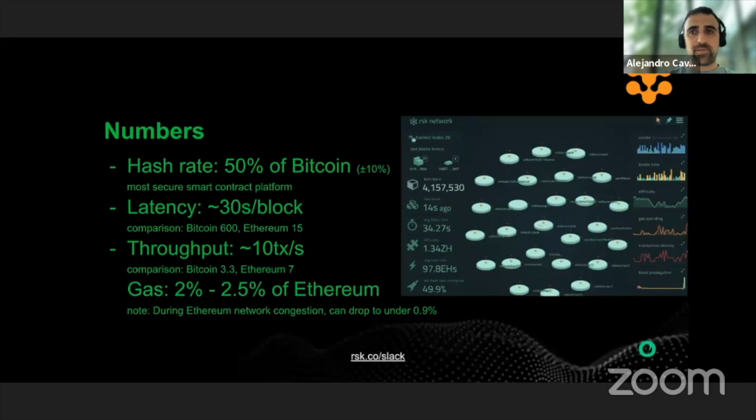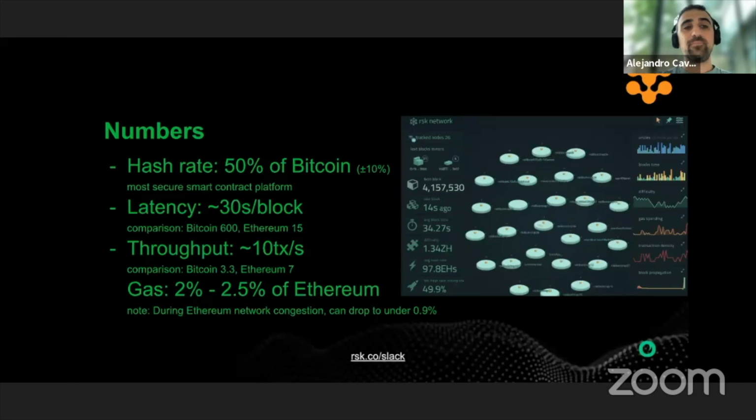Let's talk about numbers. Numbers for Rootstock. Hashing rate, as we mentioned, Rootstock has mostly half of Bitcoin hashing power. So in general we have 50, but sometimes it's more than 50. It could be less than 50, but sometimes we hit 65, depending on what's happening with the Bitcoin mining pools. But we have at least 50%. That is a lot.